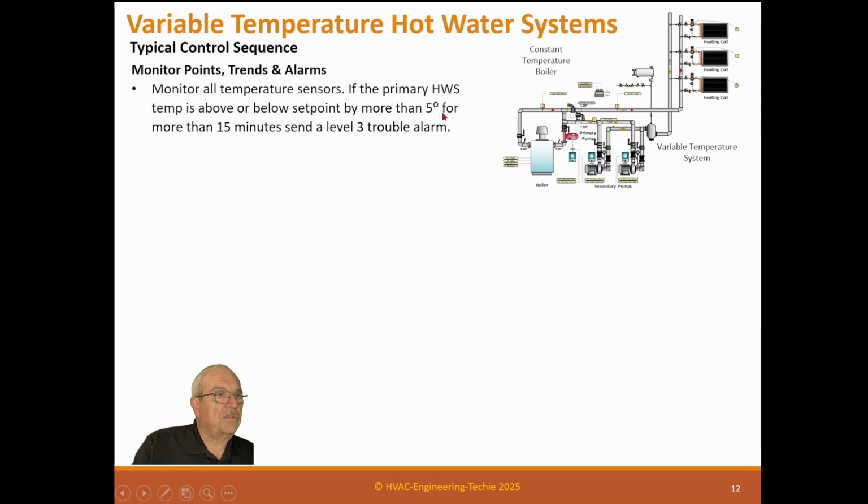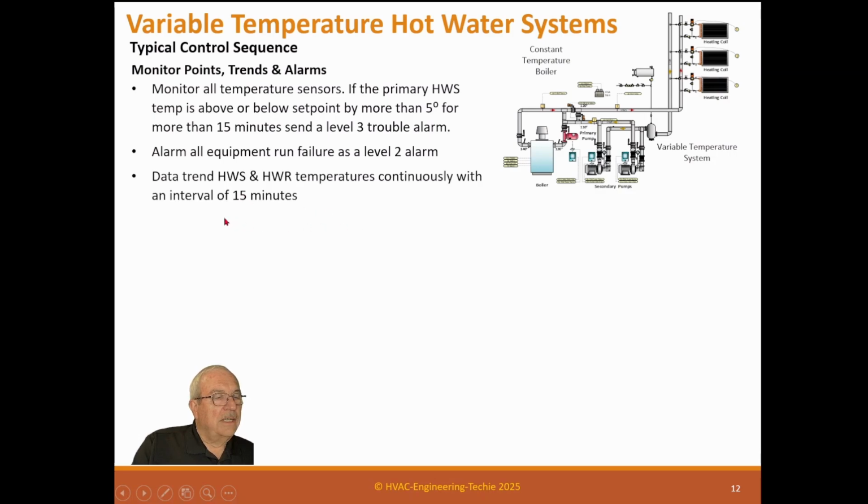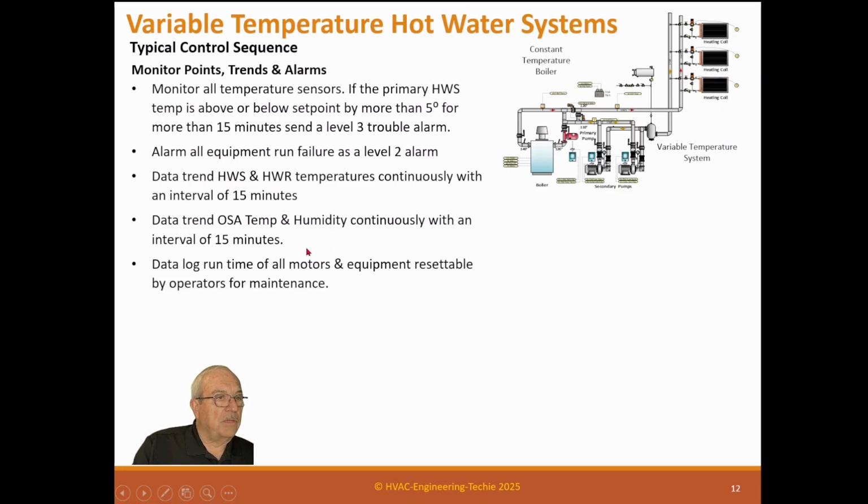Monitor all temperature sensors. If the primary hot water supply temperature is above or below set point by more than 5 degrees for more than 50 minutes, send a level 3 trouble alarm. Alarm all equipment run failure as a level 2 alarm. Data trend hot water supply and hot water return temperature with an interval of 15 minutes. Data trend outside air temperature and humidity with an interval of 15 minutes. Data log runtime of all motors and equipment enabled by operators for maintenance.